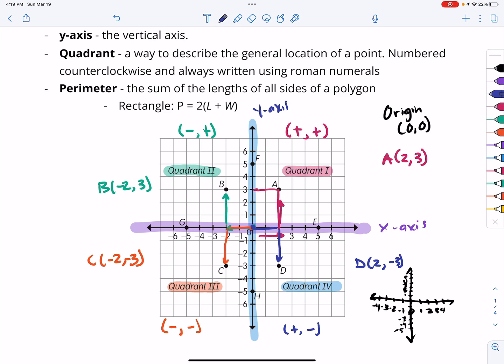And so what's nice about identifying these patterns for each quadrant, that quadrant 1 is both positive coordinates, quadrant 2 is negative positive, quadrant 3 is negative negative, and quadrant 4 is positive negative, just by looking at a point, the coordinates for a point, the ordered pair, you can identify which quadrant it's going to be in. And that can help you when you're graphing so you don't accidentally make a mistake.